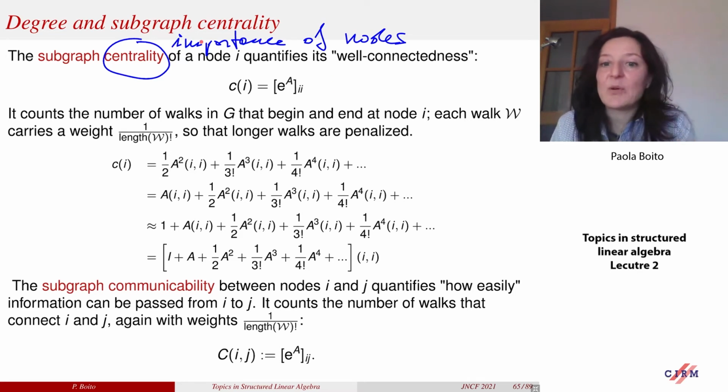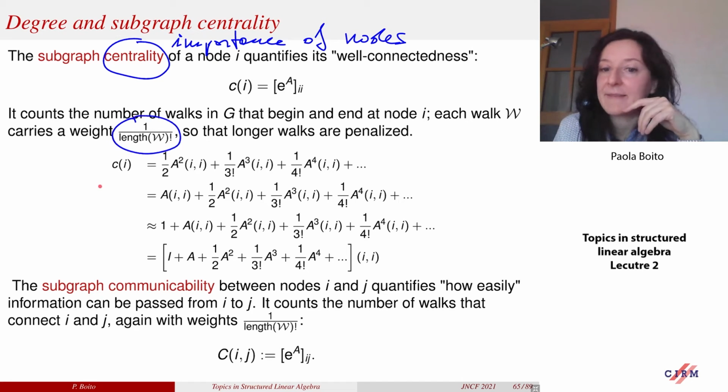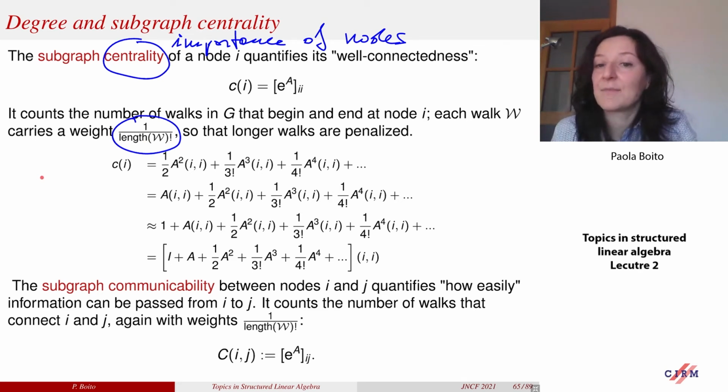So what I can do in order to quantify this notion of importance is to count the number of walks that begin and end at a given node, and sum their numbers, but with a weight, because I want long walks to weigh less than short walks. So I can, for instance, choose a factorial weight. So what I want to do is to count the walks that begin and end at node i, where the number of walks of a certain length is weighted with a factor 1 over the factorial of the length.